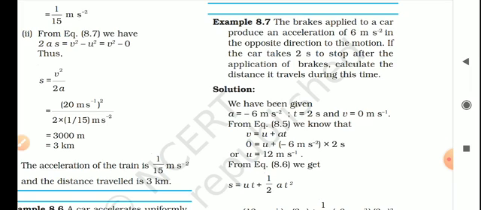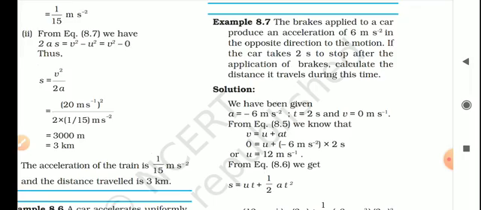Time is 2 seconds. Final velocity will be 0 because after application of brakes, the vehicle will be at rest, that is it will be stopping after 2 seconds. It will take 2 seconds to stop after the application of brakes. Now equation of motion is v equal to u plus at. V is 0, you have to calculate u, and value of a is minus 6 into time is 2 seconds, so u will be equal to 12 meter per second.